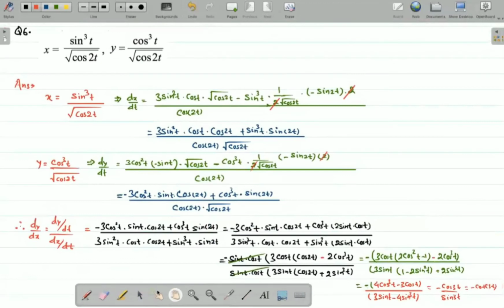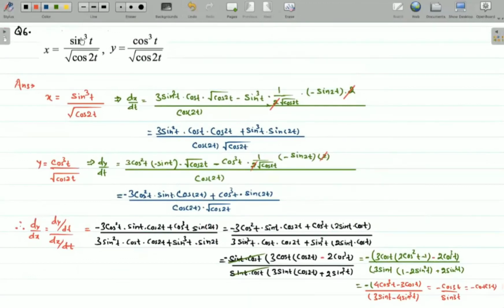Let's see the next question. Here we have x as sin³t upon root of cos 2t and y is cos³t upon root of cos 2t. It's a parametric differentiation. We know how to calculate parametric differentiation. We can always calculate dy by dx as dy by dt upon dx by dt. So we'll differentiate both x and y with respect to the parameter t here.